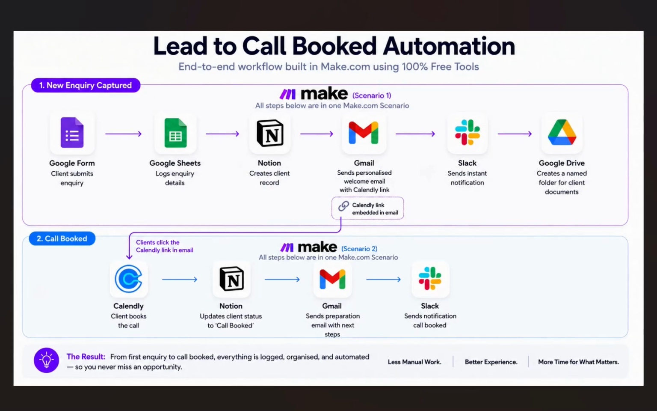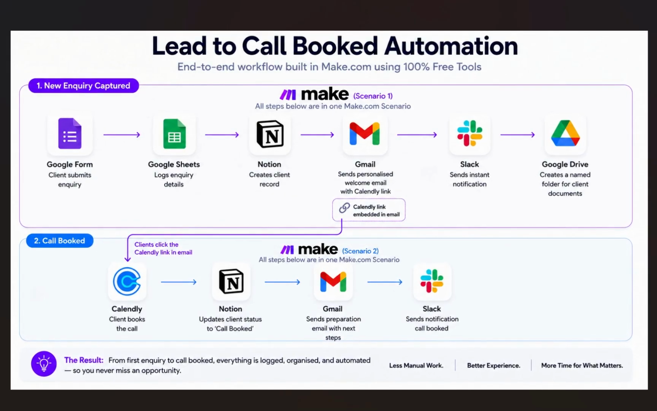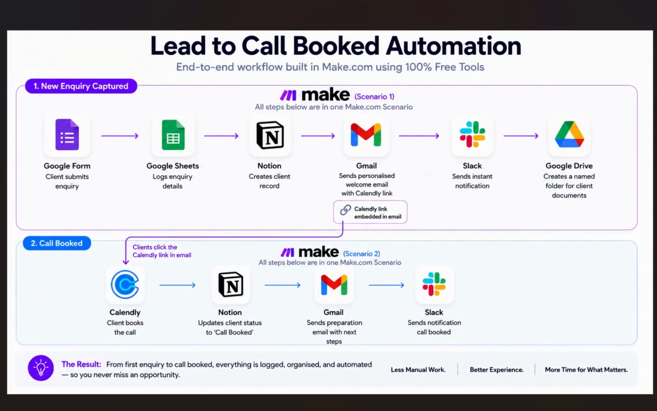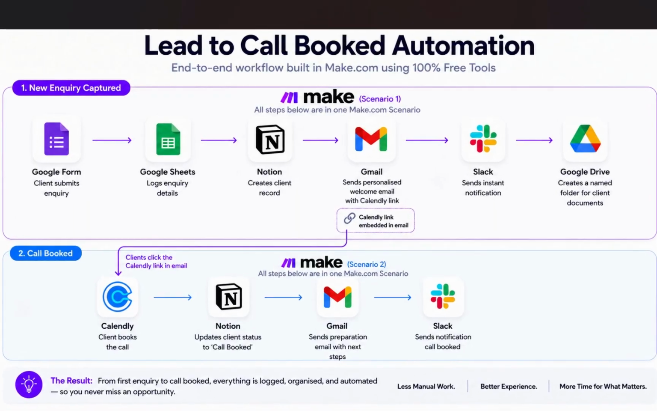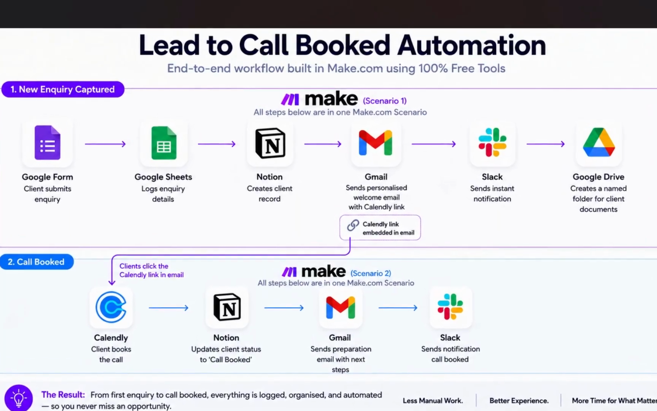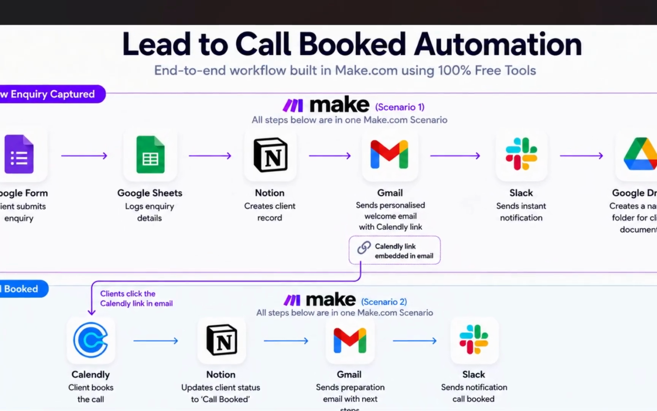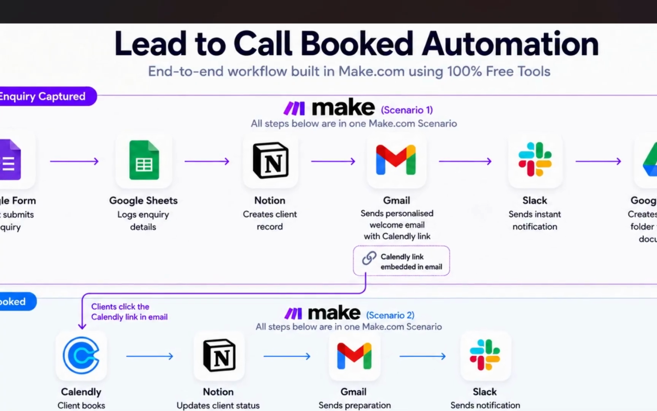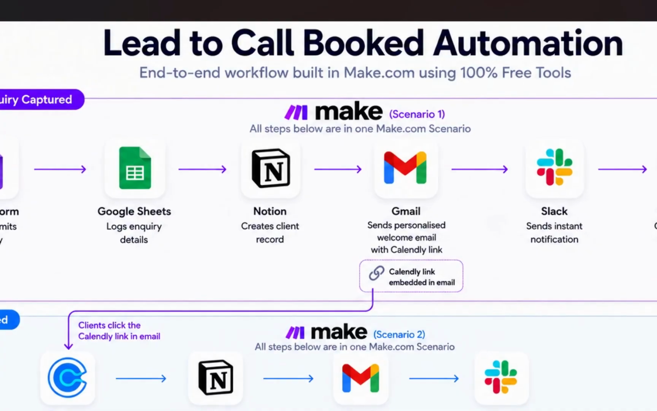Welcome back. This is step 5. Let's refer back to our lead to call booked automation flow. We are still building the first scenario on the top from Google Form to the end Google Drive. In the last chapter, we talked about how to send a personalized welcome email with a Calendly link embedded in the email. Now, up to this stage, all of the actions have been taken without you even noticing.